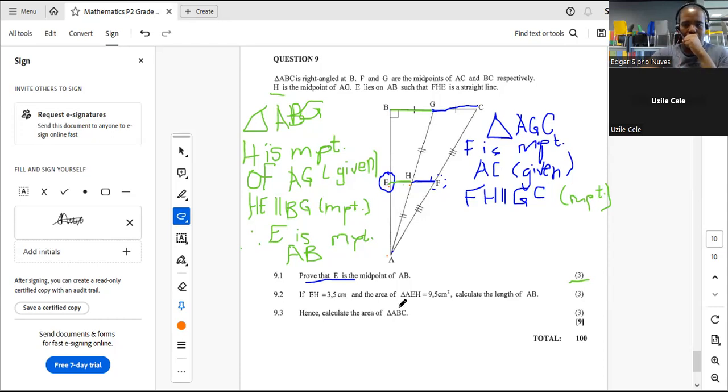What I did here is that I redrew triangle AEH. I redrew it like this. Now, if we use our parallel lines, you'll see an F shape here.